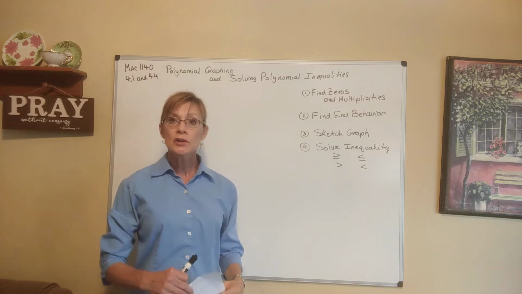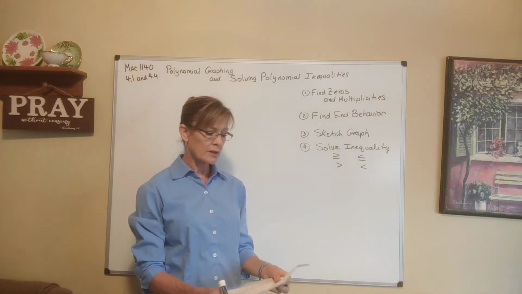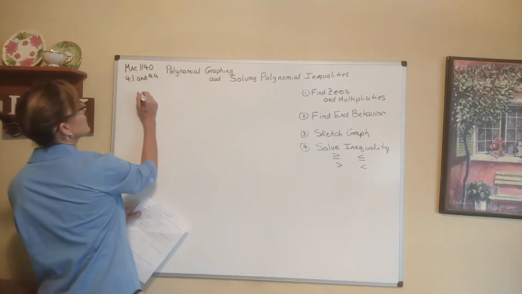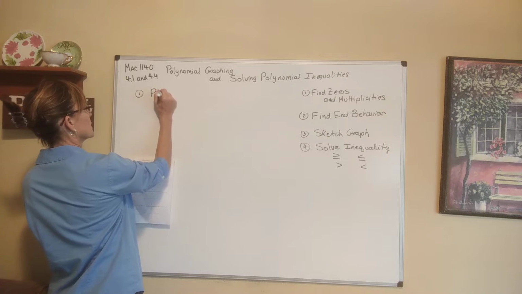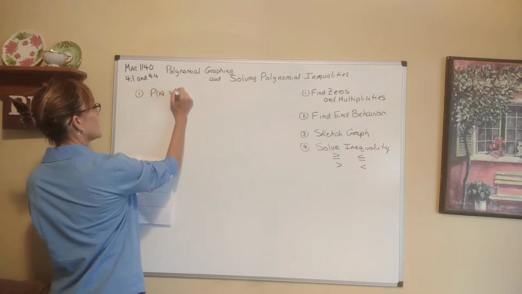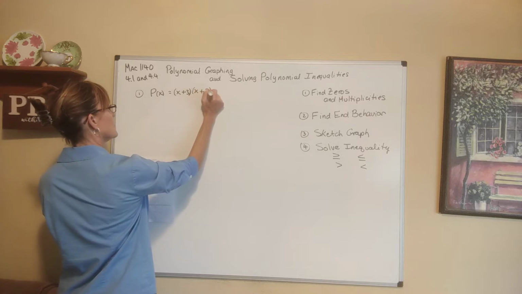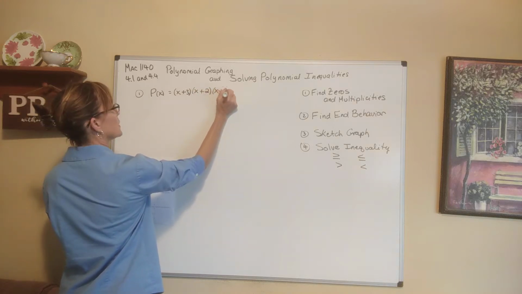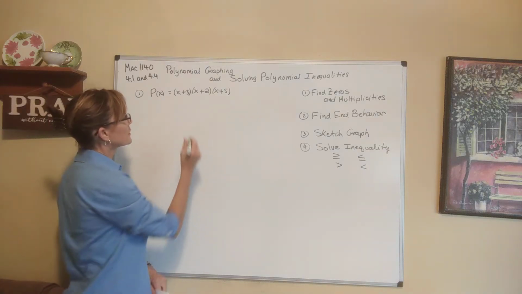You have a worksheet to go along with this, so I'm going to be going through the worksheet, and you can do it with me. The first one that we have here is P of x is equal to (x plus 3)(x plus 2)(x plus 5). Let's find the zeros, which are x-intercepts.